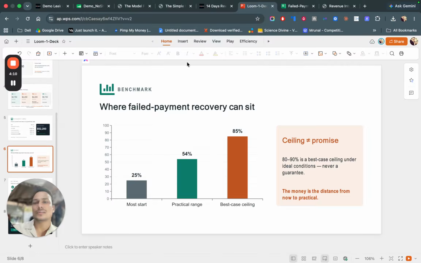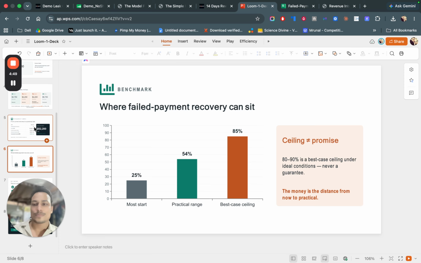Now for context on where recovery can go: a typical starting point sits around the 25% mark. A realistic operating range with the right workflow is roughly 45 to 60%. And the best case scenario, clean data, ideal conditions, is an 80 to 90% recovery rate. I want to be straight with you, 80 to 90% is a ceiling, not something I would ever promise. The point isn't hitting the ceiling. The point is the distance between where you are right now and where a practical step lands, because that distance is cash.